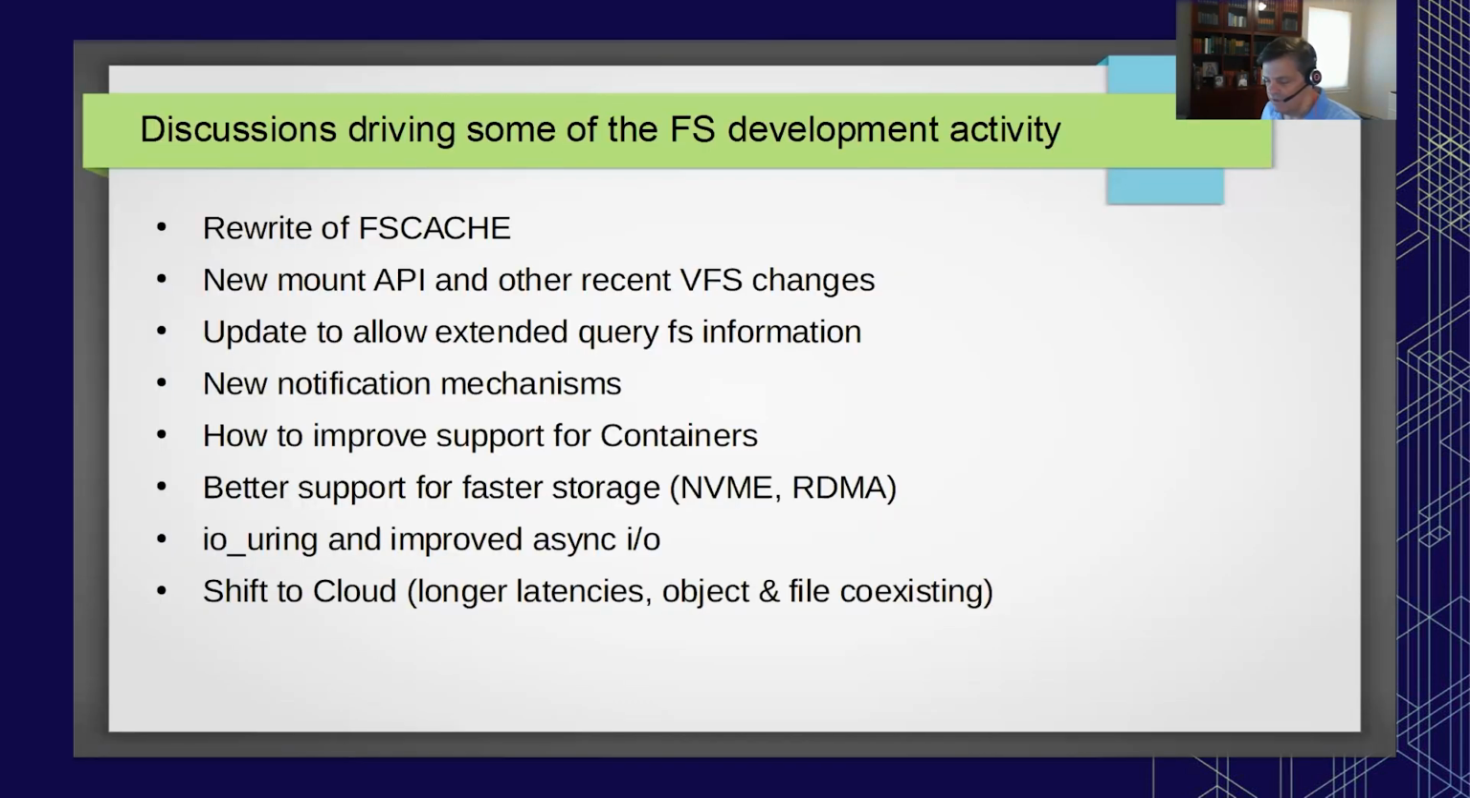So what are some of the discussions that are driving all this activity? Some of it is improvements to FS cache. I have a call with Dave Howells coming up pretty soon. We're going to talk about a rewrite of the FS cache that he's proposed. There's a new mount API that came a little over a year ago that allows much more granular error codes to be reported. They've, about 2 years ago, extended the information you can query on files and file systems.